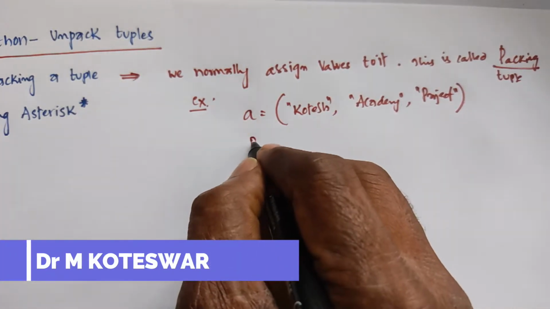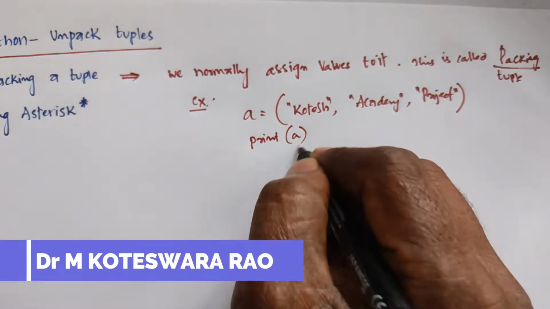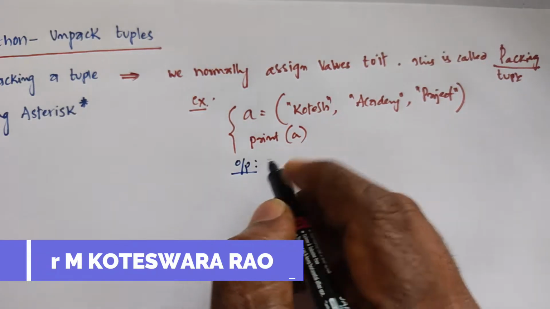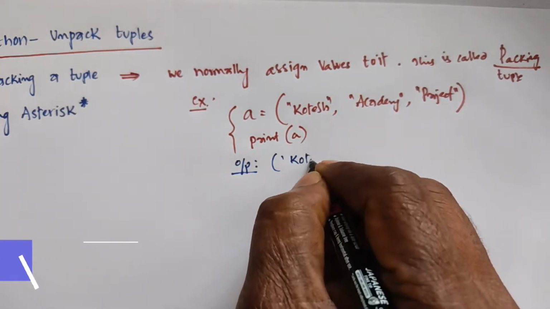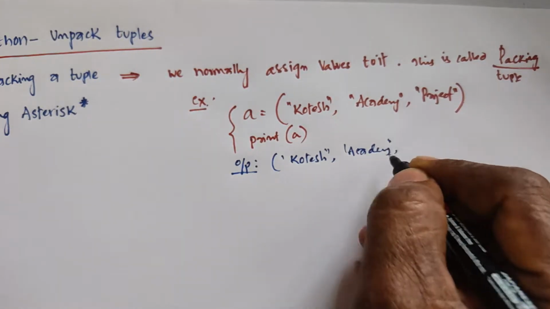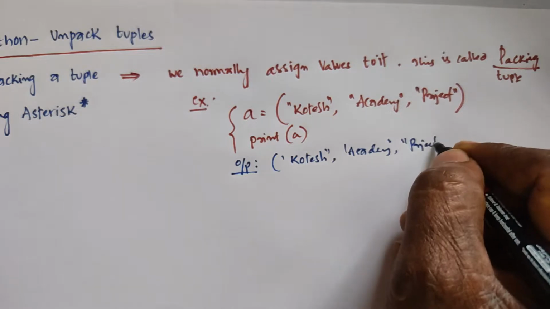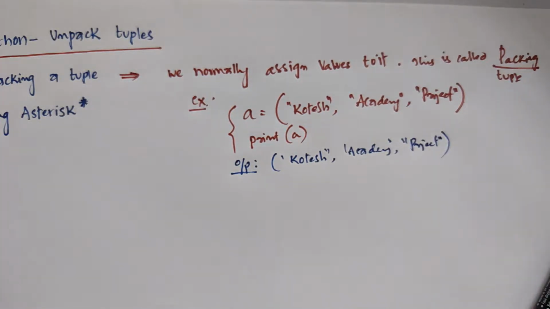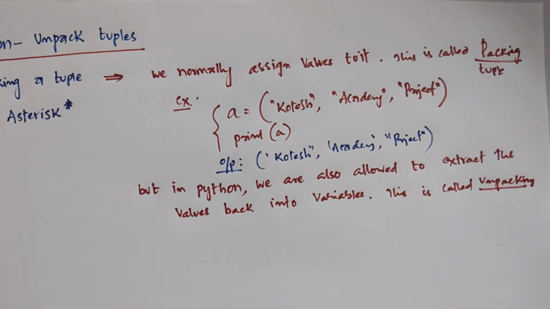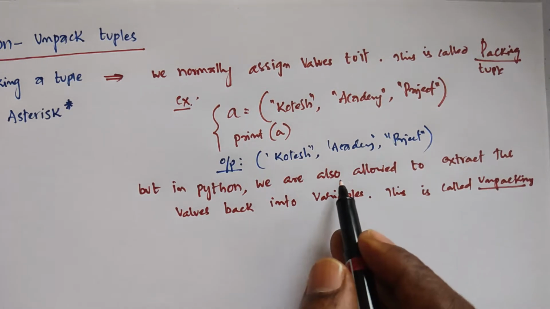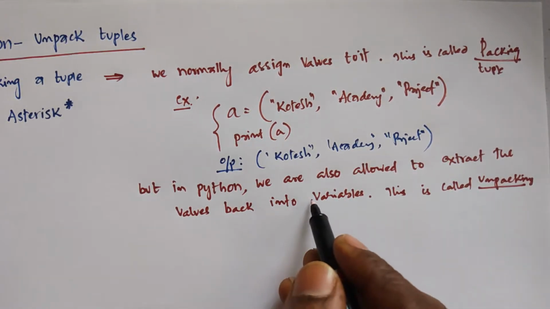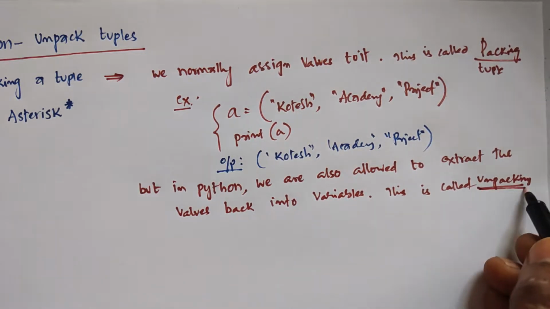Then you write print of A. As usual, the result comes as it is. The output will be cottage, academy and project, either in single quotation or double quotation marks. But in Python, we are also allowed to extract the values or items back into variables. This is called unpacking.